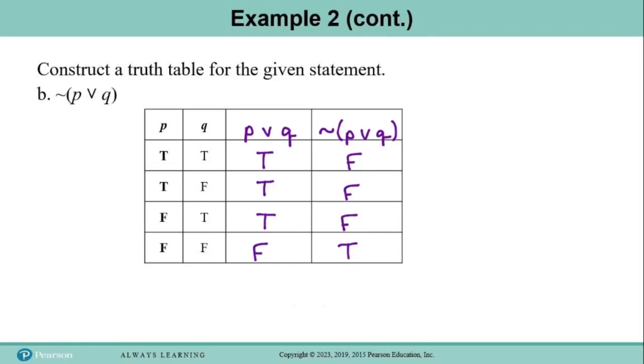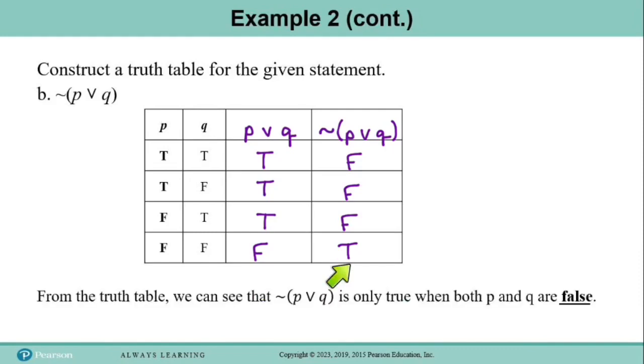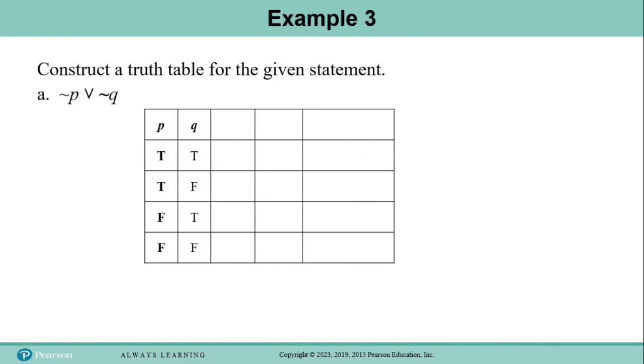And now that we have the whole truth table filled in, we can see that not parentheses P or Q is only true when both component statements are false. Okay, here's example 3. So in example 3, part A says not P or not Q. So of course what we would want to do first is evaluate not P and not Q. And so those will be our column headings. And then our last column heading will be the entire statement, not P or not Q.